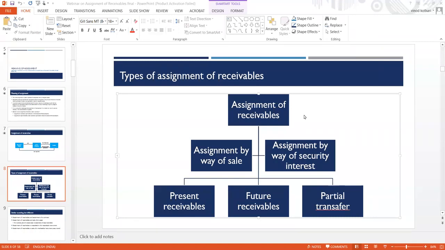Now, I was saying future receivables as well. As long as the future receivables are from an identifiable infrastructure, they also can be transferred. It's possible to transfer.